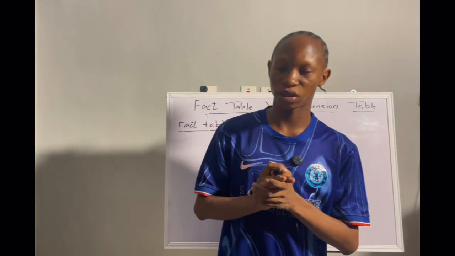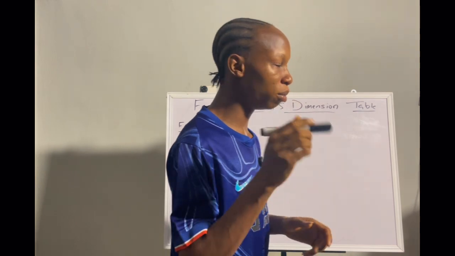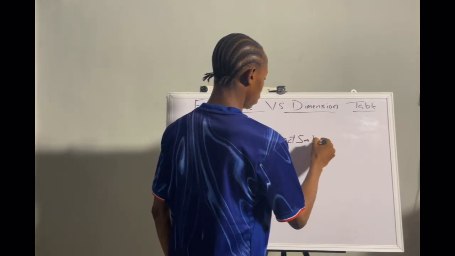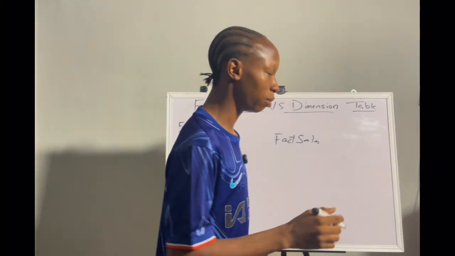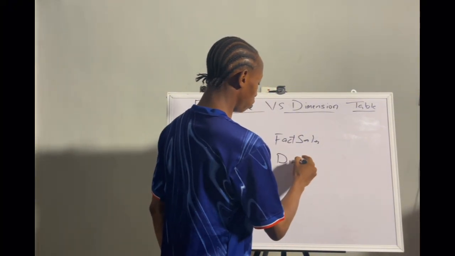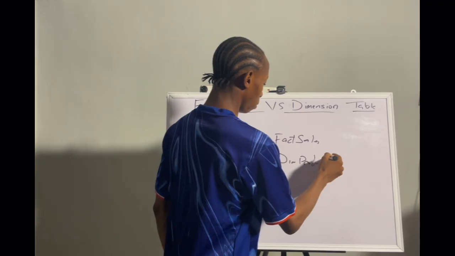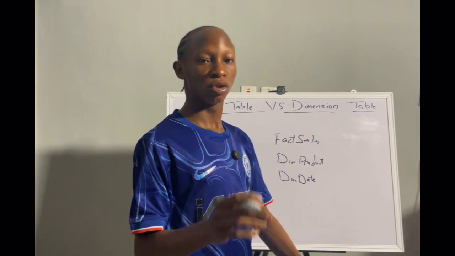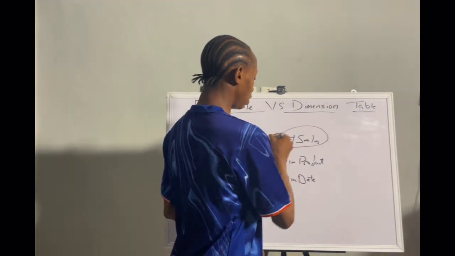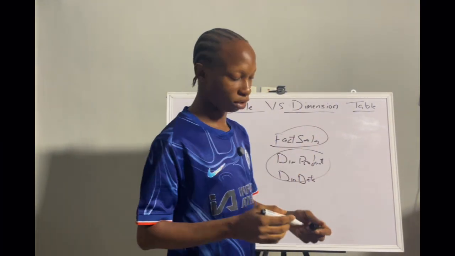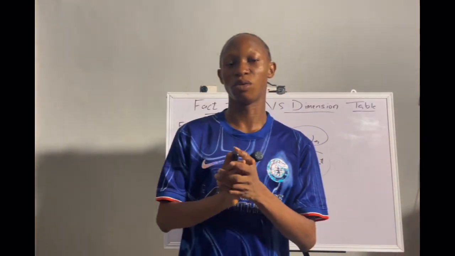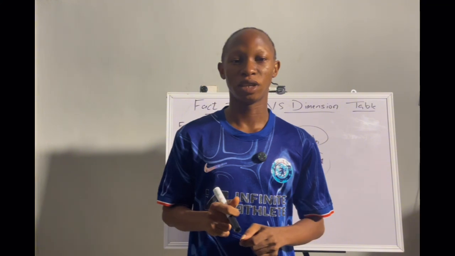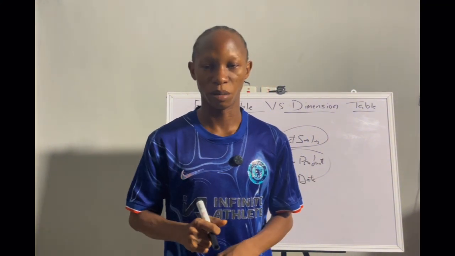Let's take sales data, for example. We are going to have a table called fact sales, and others like dim product, dim date, and the likes. So what is the difference between this fact sales and these dimension product and date tables? That's what we're trying to analyze today. Stay with me and let's see the difference.